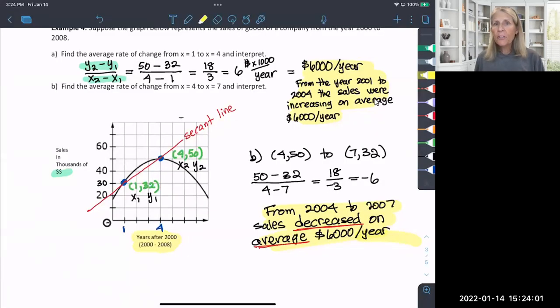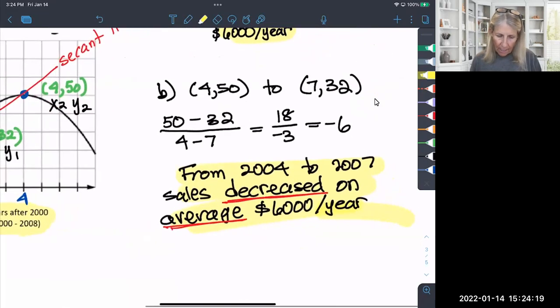Okay, I popped in the answer to part B so you can check your work there. So again, if you go from 4, I called that the 0.450 to 7, and I kind of estimated that 732. Yours could be slightly different. You end up getting a negative, which makes sense because from those years, things are going down. And so the way you would express that interpretation would be like this. From 2004 to 2007, sales decreased on average 6,000 a year.